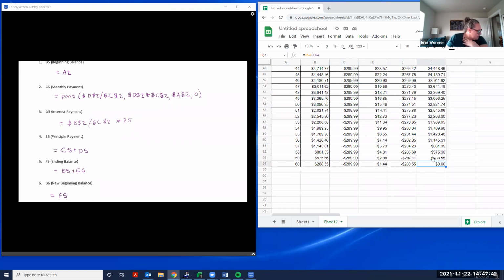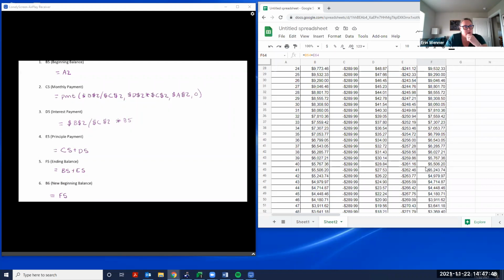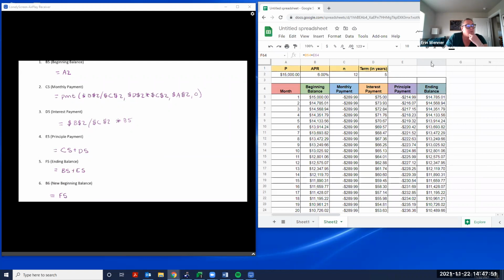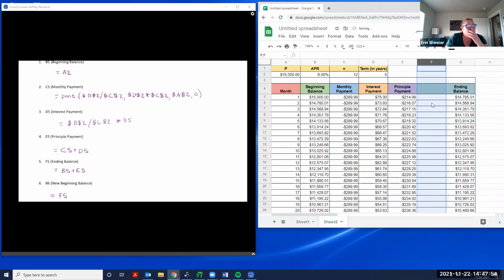I'm going to pause for number 7 because I want to talk about what happens if you want to pay extra. Okay. So I'm going to insert a column to the left. And I'm just going to label this extra principal. So let's look at this. Our payment is $289.99. All right, let's do $11.01. Why would I want to do that? Well, the reason I'd want to do that is because that makes my payment $300, right?